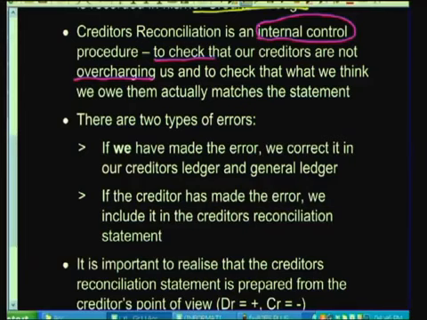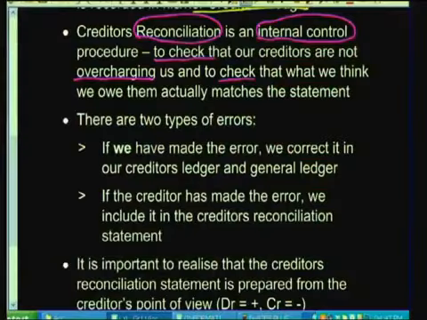So, the whole purpose of it, you may have heard of the word reconciliation before. We've had it in bank reconciliation. When you reconcile something, you sort of bring it together. You make sure that your balance in your books matches what the creditor thinks you owe in the creditor's books. You bring the two balances together, and then you say that they are reconciled. So the whole purpose is that we are trying to check that what we think we owe the creditor actually matches the statement, so that we agree, we are reconciled, that this is the amount that we have to pay our creditors.